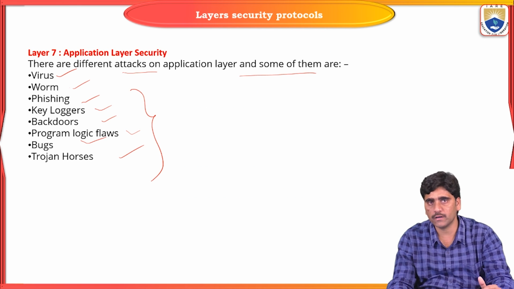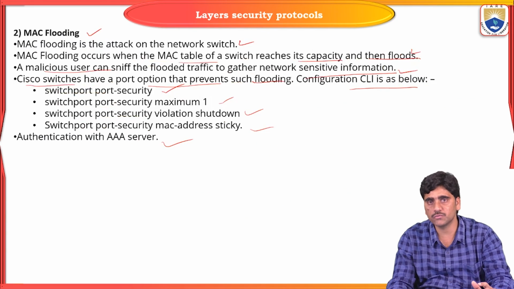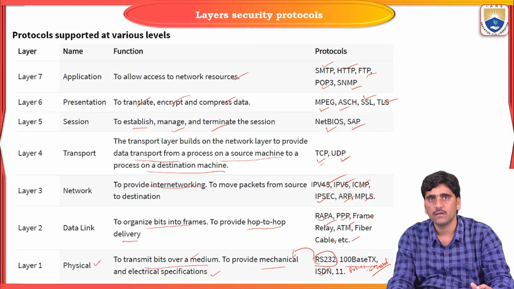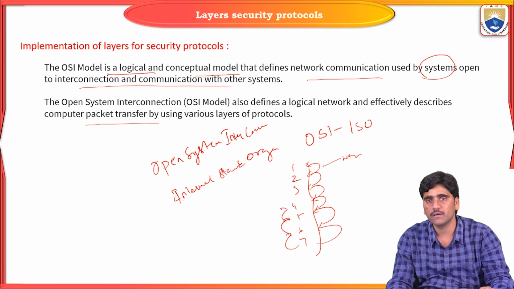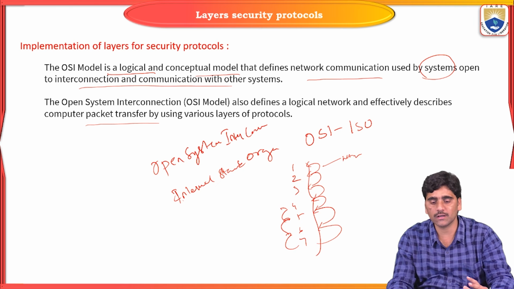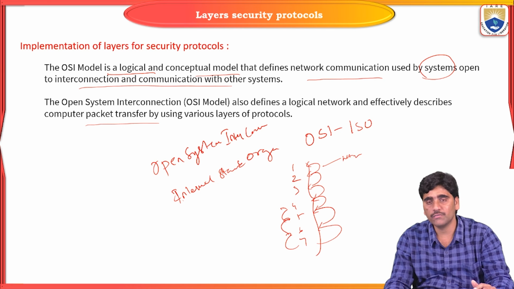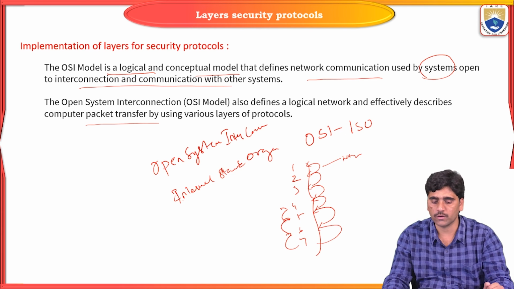So all these are the layers that have some issues or attacks, and there are different types of safeguard mechanisms in the protocols. Let us revise all the topics we discussed in this session, the implementation of the layers. So what is the OSI model? It is a logical conceptual model that defines the network communication used by systems open to interconnection and communication with others. The OSI model is also called ISO. It defines logical networks, effectively describing computer packet transfer by using various layers of protocols.